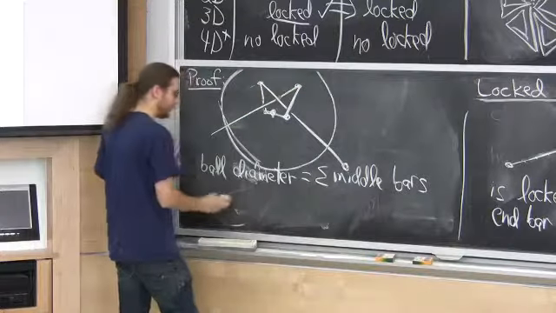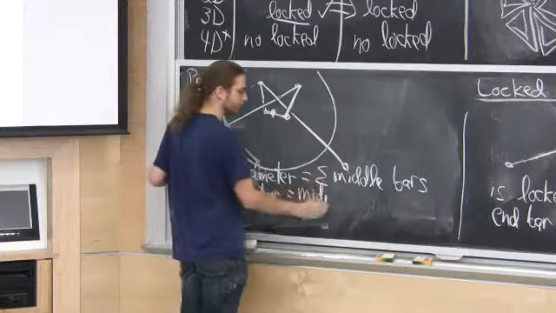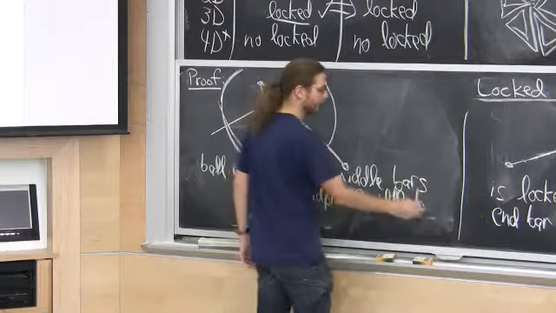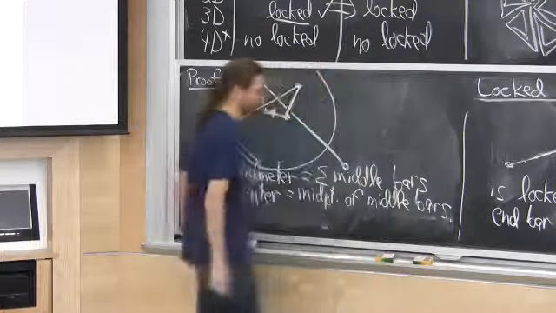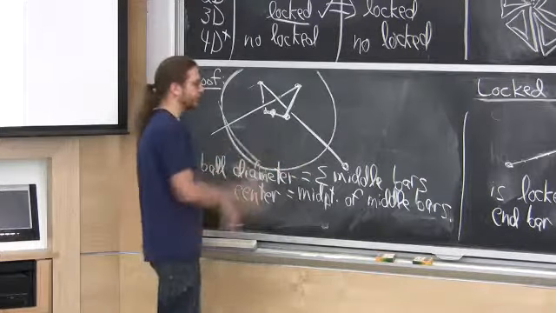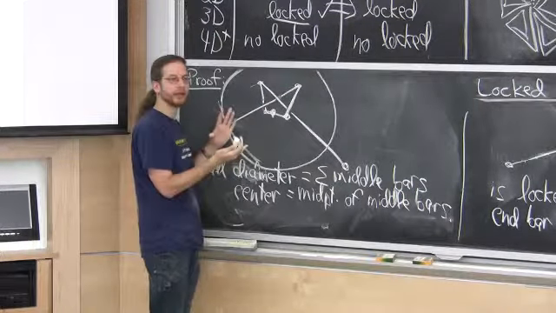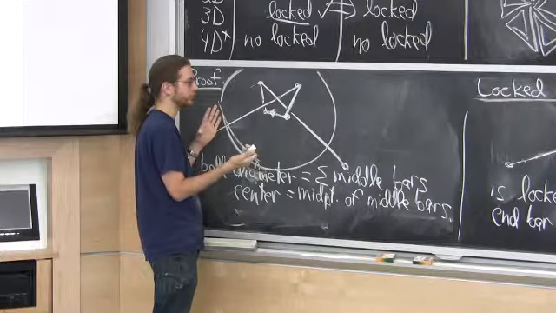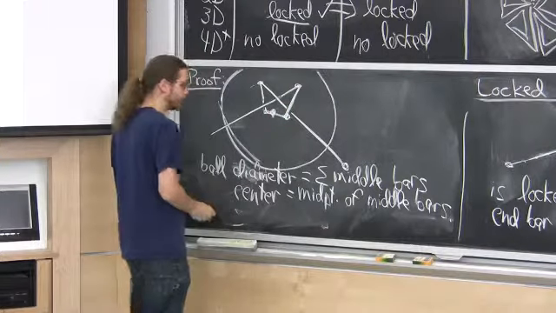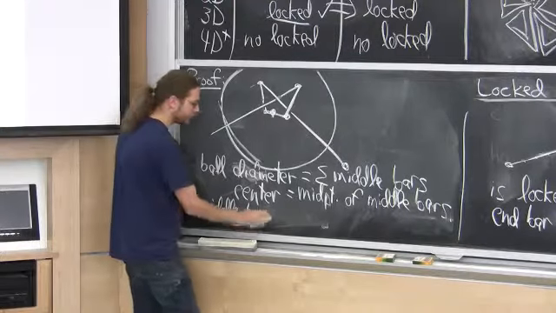So radius is half that, and the center is the midpoint of the middle bars, of the sum of the middle bars, whatever. So the radius is half the sum of the middle bars, and this is at half the sum of the middle bars. Therefore, these middle bars stay inside the ball. Maybe they touch the boundary, but they're inside or on the boundary of the ball. So that means the middle bars are in the ball.